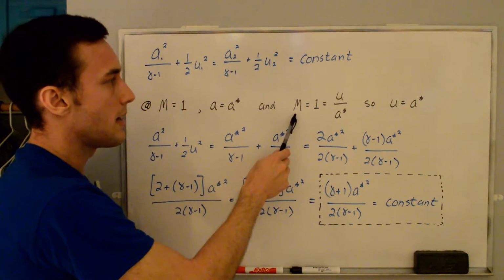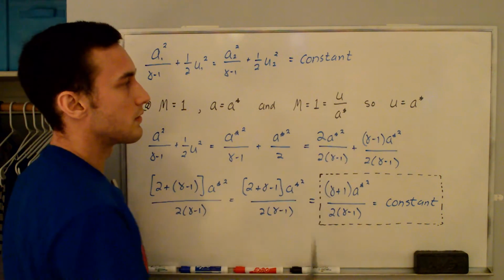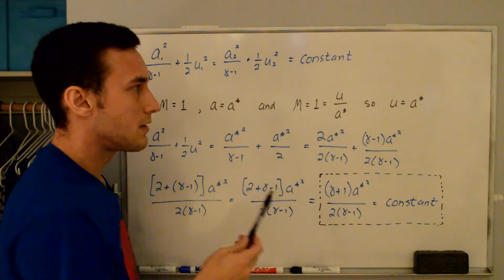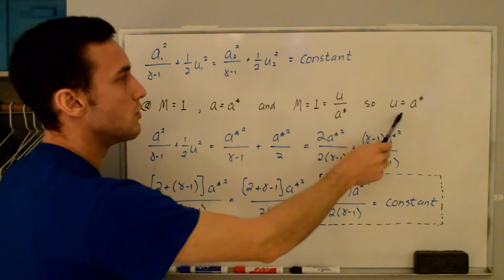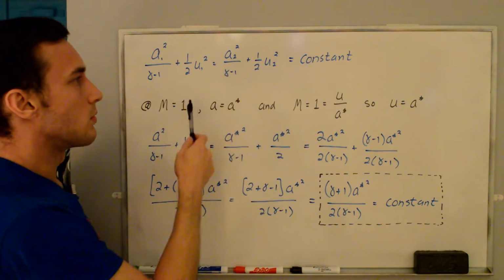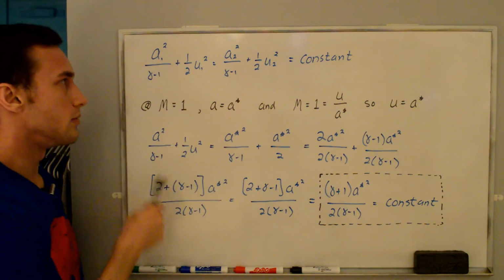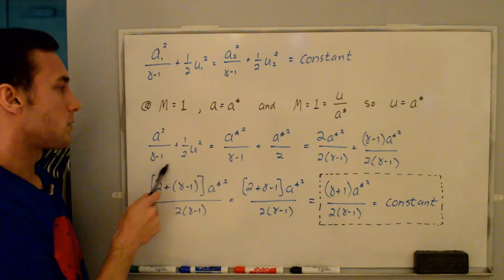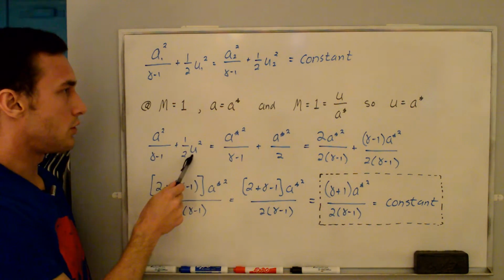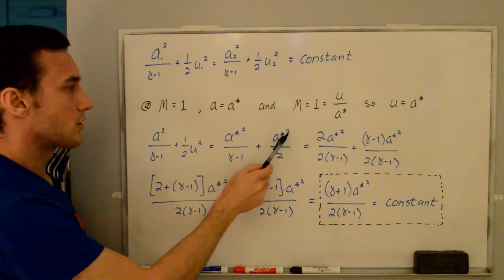By the definition of the Mach number, which is now 1, as the local flow velocity over the local speed of sound, and since we know that a is a star, we've plugged that in here. That means that since the Mach number is equal to 1 at this fictitious or reference state, u is equal to a star. So we can plug that into either side, whichever one, and we end up getting this here. I've rewritten this term without the 1 or the 2 because it's a constant. So we have a squared over gamma minus 1 plus 1/2 u squared. If I plug in a star for a, and for u I also plug in a star, then we have a star squared over gamma minus 1 plus a star squared over 2.